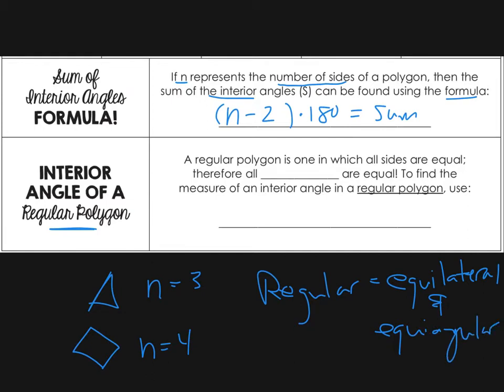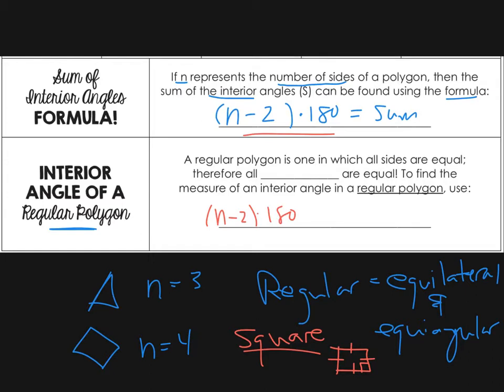So all of the angles and all of the sides are identical. For instance, a square would be a regular quadrilateral. All of the sides are the same, and all of the angles are 90 degrees. So if you wanted to know what exactly one angle is, well, first I guess you would have to find the sum. So we would take n minus 2 times 180, and that would give us the sum.